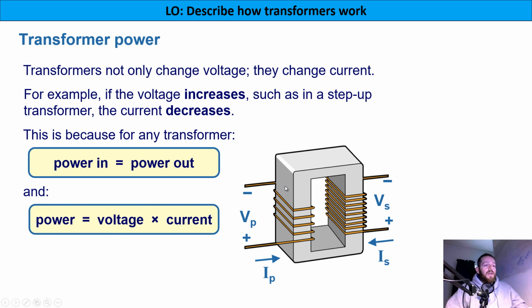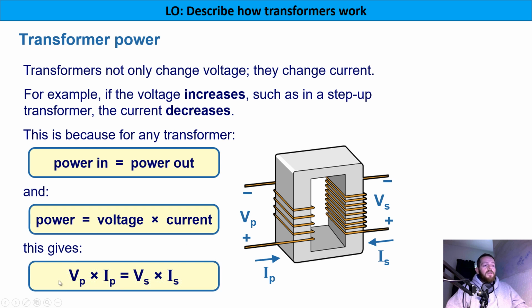So, power then equals voltage times current. We know this. P equals I times V. It's an equation we've used in the past. So if the power in is equal to the power out, then we can link this idea to that equation, and we can give this equation. The voltage on the primary coil multiplied by the current on the primary coil would equal the voltage on the secondary coil multiplied by the current on the secondary coil. Because this is how you calculate power, and power in is equal to power out.